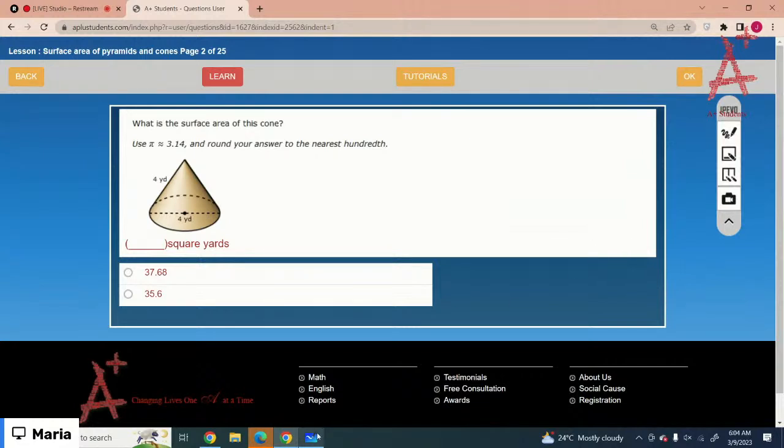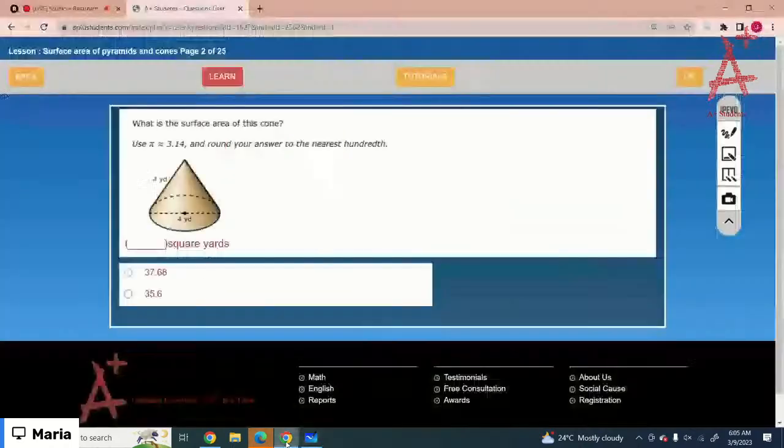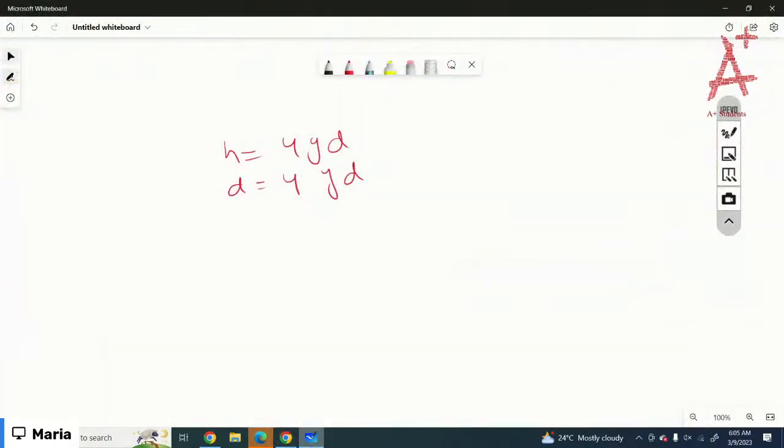Okay, height is 4 yards and diameter is 4 yards. So we have to calculate the surface area of the cone. Got it? So first of all, you are given diameter is 4, and radius is diameter divided by 2. You have to do 4 over 2. That means the radius of the cone is 2 yards. Got it? And the height you are given is 4 yards.